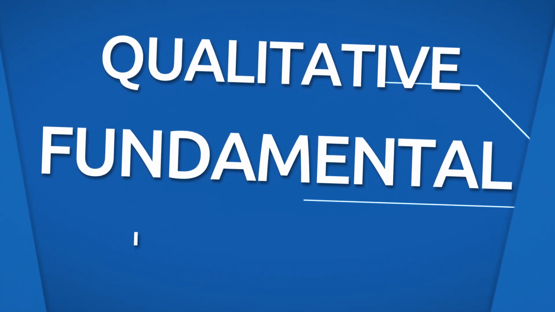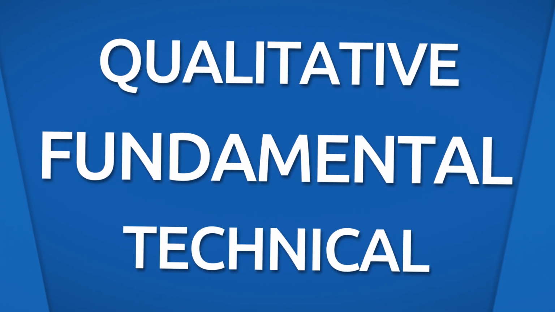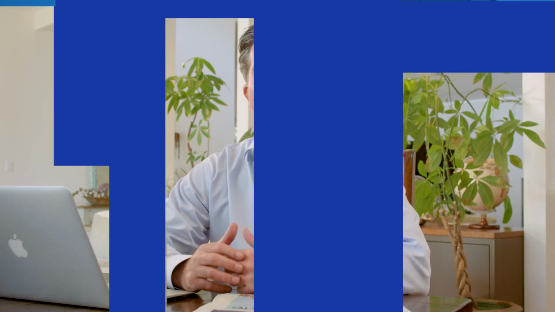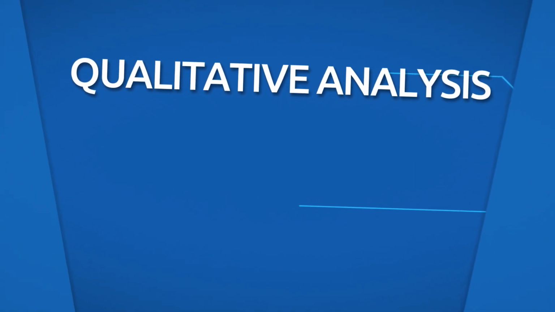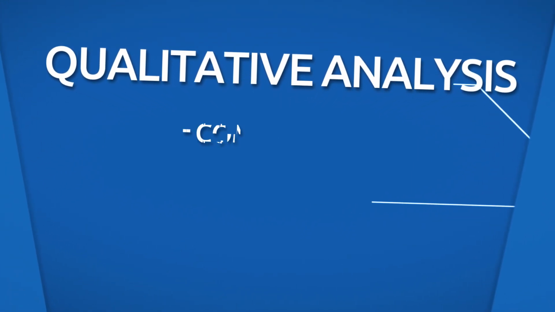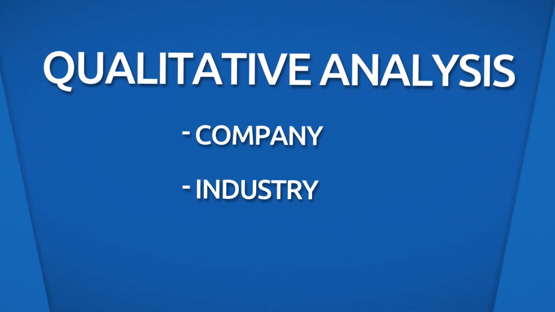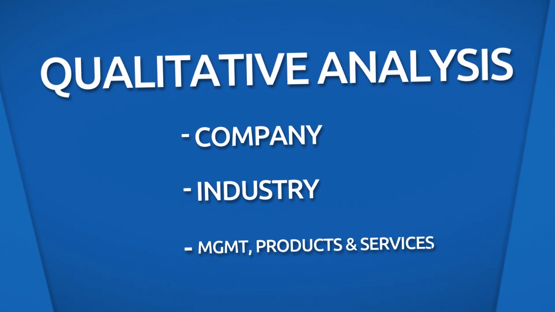So as an investor, I break down analysis into three sections. 1, qualitative, 2, fundamental, and 3, technical. So these three sections all have to line up for an investment to be purchased by myself and my firm. And these are very important analyses. The first being qualitative analysis. Qualitative analysis is really looking at the company, the industry itself, and management of the company, the products and services that determine whether a company is going to be successful or not.